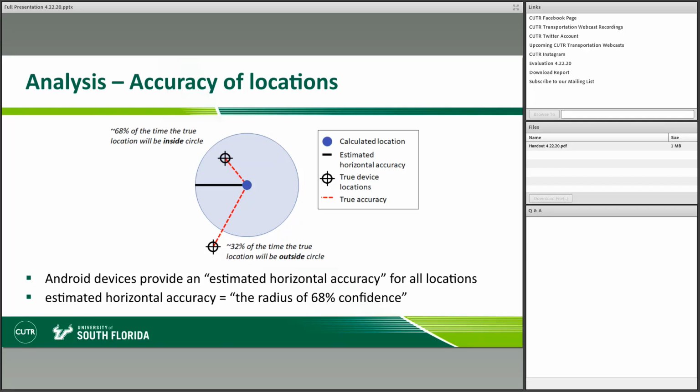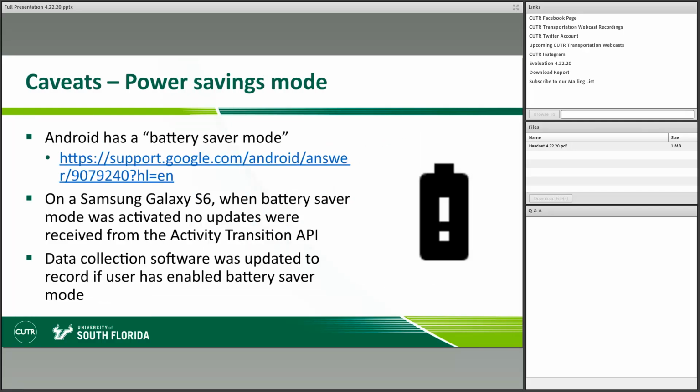So that means that the radius that we get, which is the solid black line, 2/3 of the time, roughly 68% of the time, the user's true location will be inside that radius. The other 32% of the time, the user's true location will be outside of that radius. So it's a confidence measure based on a number of different things that the device can measure.